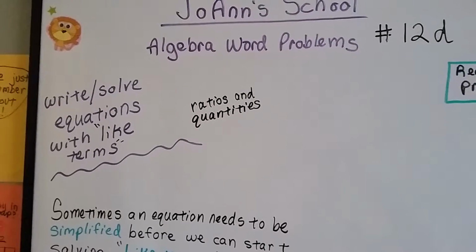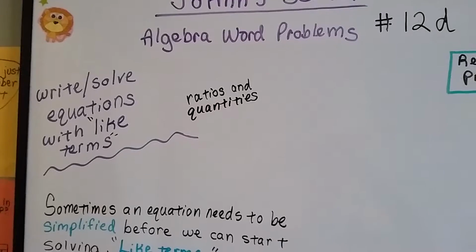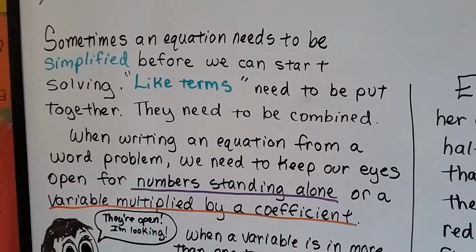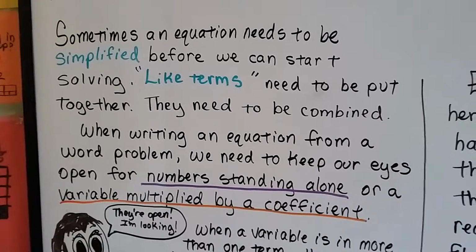Algebra word problems 12D. Write equations with like terms. This is about ratios and quantities. Like terms need to be put together. They need to be combined.